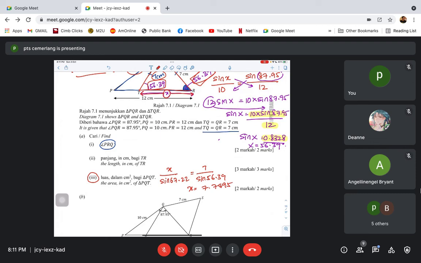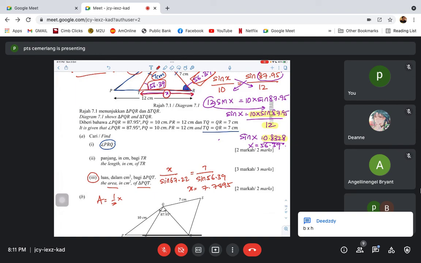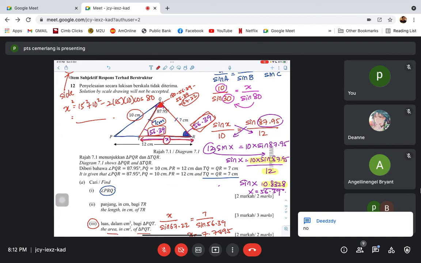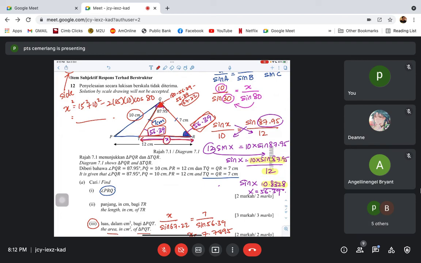Okay, look at the third one. Find the area of PQT. What's the formula of area again? Anyone can tell me? 1 over 2 times base times height. Over here, do I have my base or not? I don't think you can find the base. Can you find the base, Cristiano? No, right? You cannot find your base.